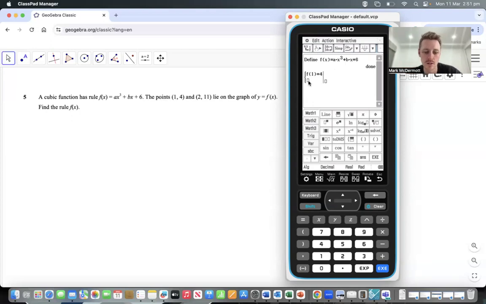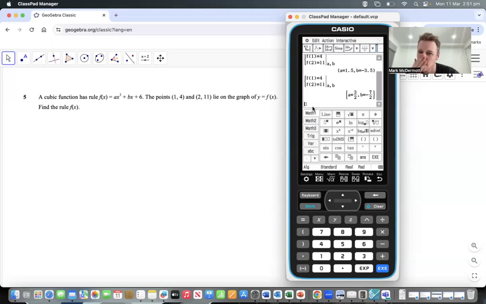The other equation will be when x is 2, y is 11. And then what we're going to do is solve for a and b. So after that line, you have to put a comma b, and the calculator can solve this simultaneously. So if you press enter, you're going to get a equals 1.5 and b equals negative 3.5. Generally speaking, we like fractions. So a is 3 on 2 and b is negative 7 on 2.